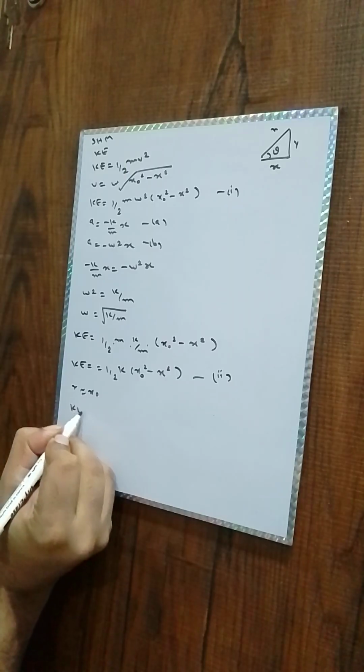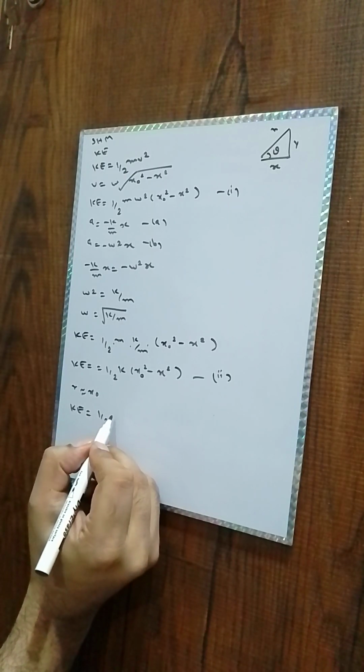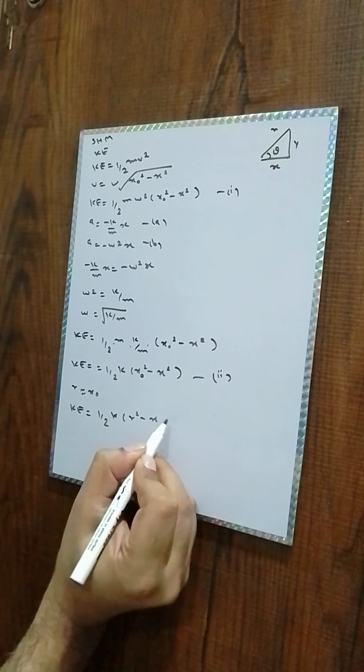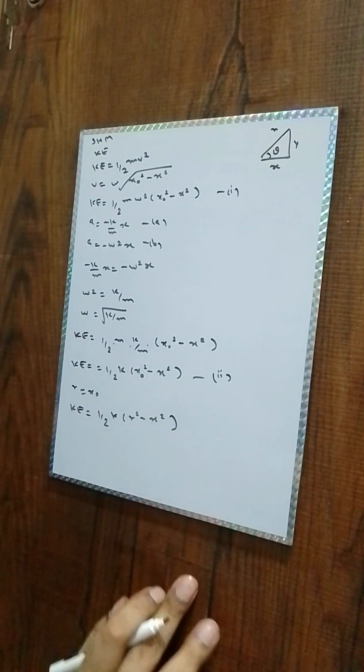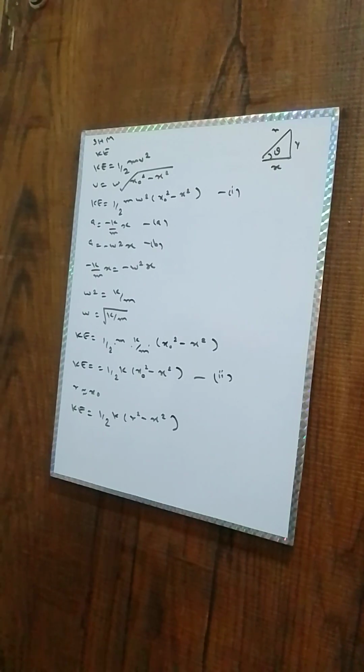So r can be approximated to x naught, and then this can take a further form as 1 by 2 K into r square minus x square, where r is the radius in this triangle. So this is the situation overall.